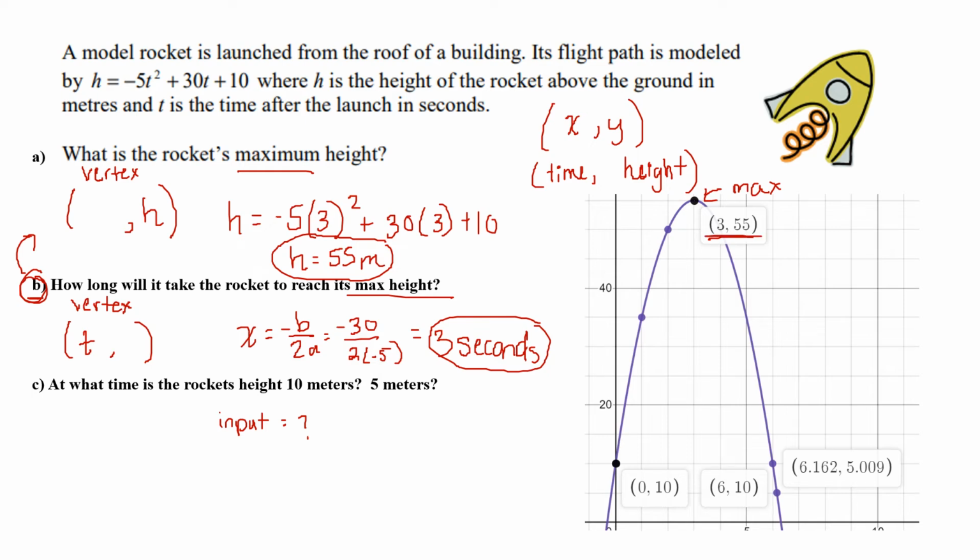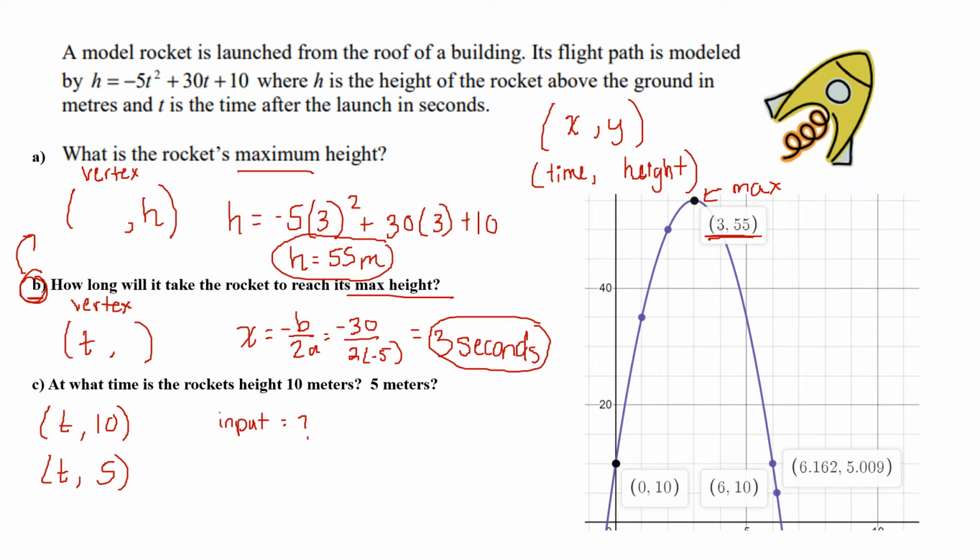All right, and again, we can put these in our calculator. I know I'm not working them out step by step, but I'm hoping you guys understand that these calculations can be done in the calculator or by hand. All right, now this part's a little tricky. At what time is the rocket's height 10 meters and 5 meters? So essentially it wants to know what is t when h is 10 and what is t when h is 5.